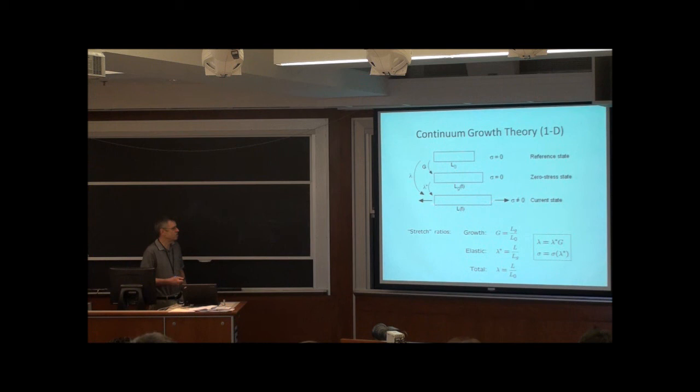So these three configurations are linked by three what we'll call stretch ratios. First, the growth is defined by this stretch ratio G, which is the zero stress growing length divided by the initial length. Lambda star is called the elastic stretch ratio. It's the final length, the current length, divided by the grown length, the zero stress length. And then the total stretch ratio goes from the initial configuration to the final configuration. And these three stretch ratios are related by this simple equation, as you can see by multiplying these three quantities together.